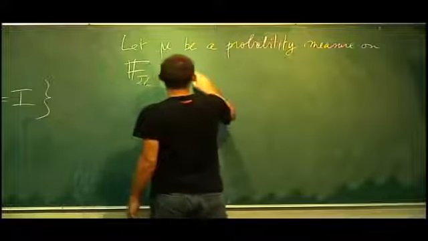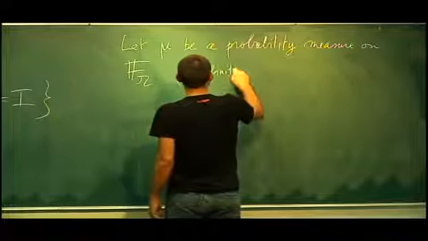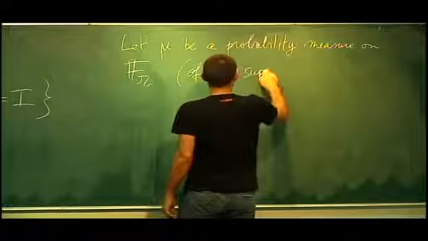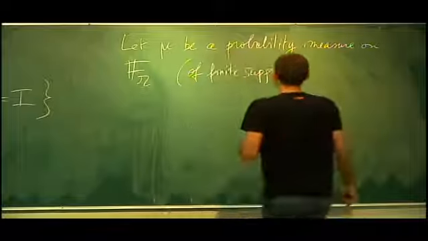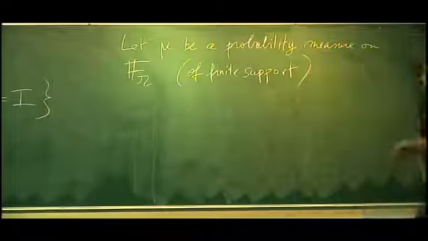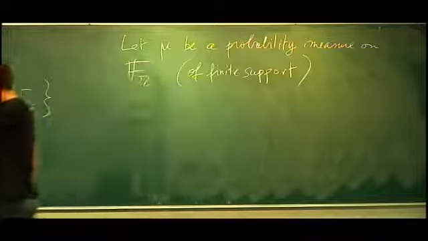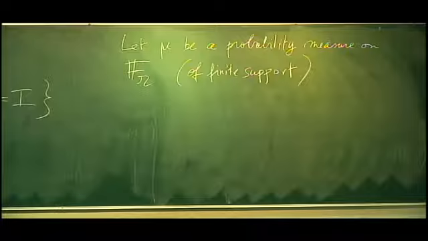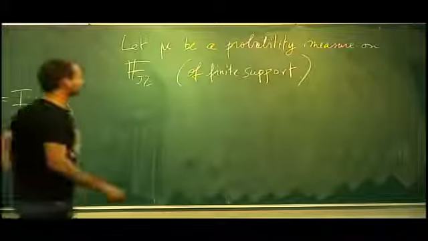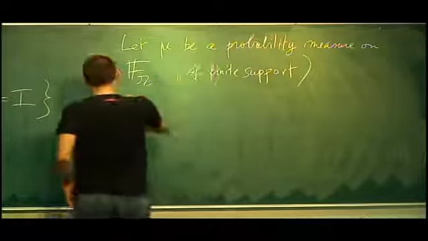What is important is that the measure is of finite support, or with a moment assumption. But let's think about the measure, the equidistribution on the generators and their inverses. So the theorem is the following.